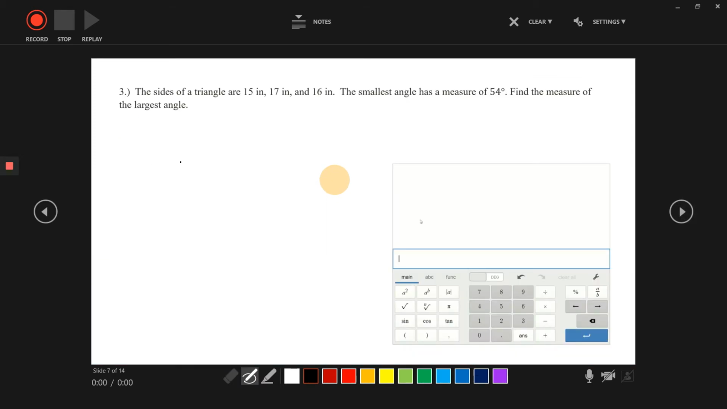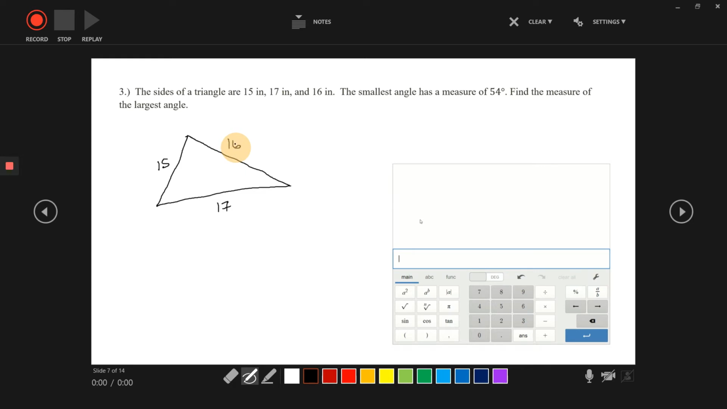All right, next, the sides of a triangle are 15, 17, and 16 inches. The smallest angle has a measure of 54. Find the measure of the largest angle. So if you're not given a picture, the easiest way to do these is to make a picture. So 15, 17, 16. Okay, now the smallest angle has a measure of 54.